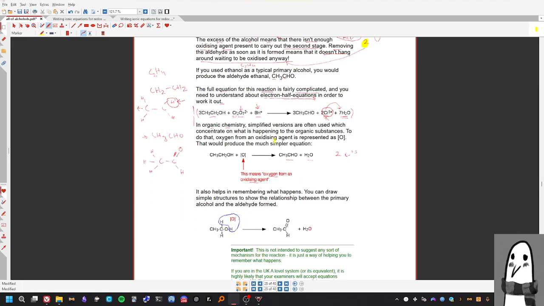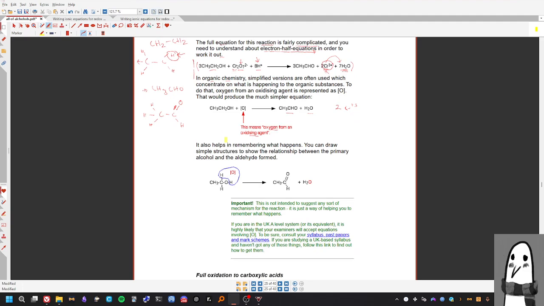Now the full equation is complicated, not really, but we get the final equation like this. And in organic chemistry, we like to simplify it and focus on what's actually happening. An O from an oxidizing agent is represented. As we know that since the Cr2O7 is the oxidizing agent, we can put in the O from that oxidizing agent, represented as that, which would produce a much simpler equation. It also helps remembering what happens.